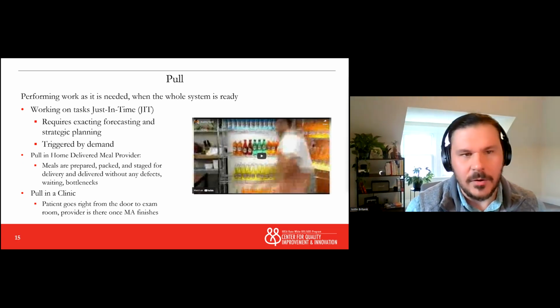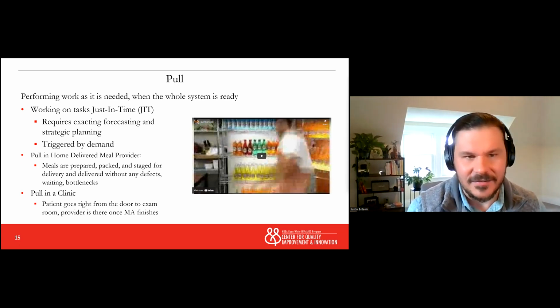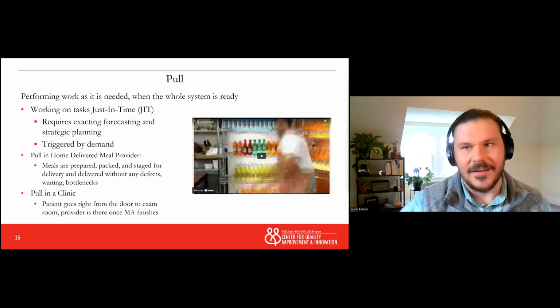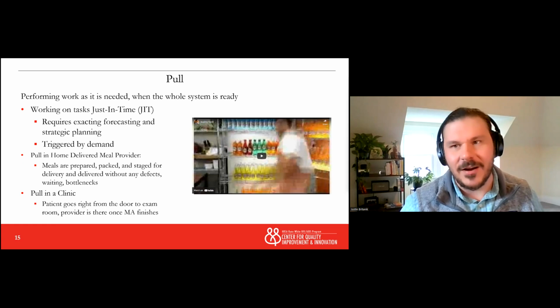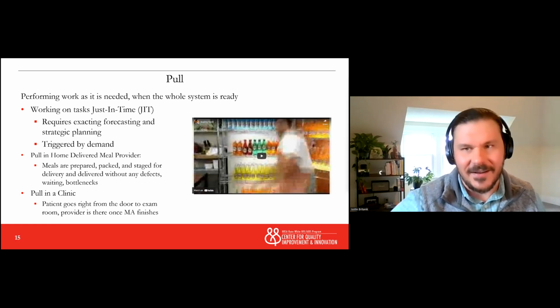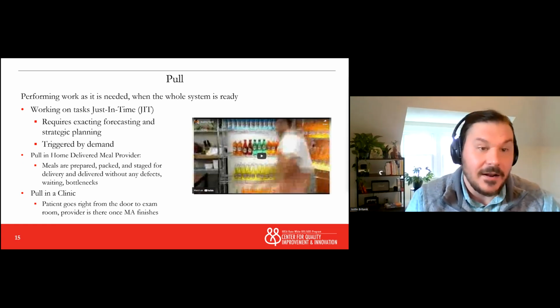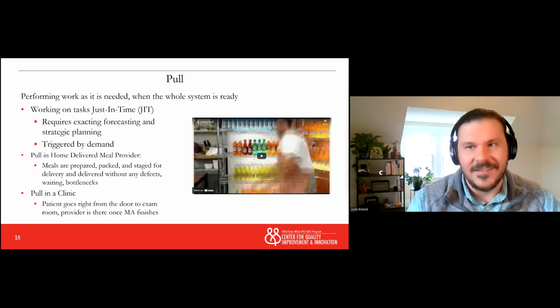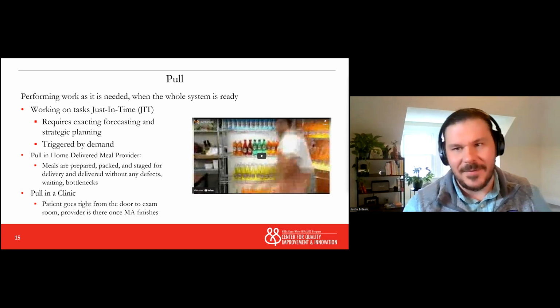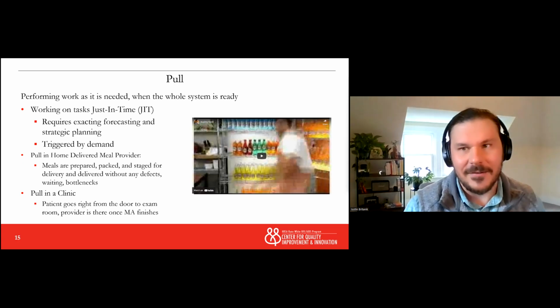So a few examples of pull would be in a home delivered meal provider. Meals are prepared, packed, and staged for delivery, and delivered without any defects, waiting, or bottlenecks. So there's the diabetic meal over here and the low salt meal and they both need to go on the same truck. We're not waiting for one recipe to be done to start the next one. In a clinic, it could be the patient goes right from door to exam room. Provider's there as soon as the MA finishes and gets those vitals out the door, and then the door swings back open, the provider comes. So maybe not realistic, but that is what the goal would be.